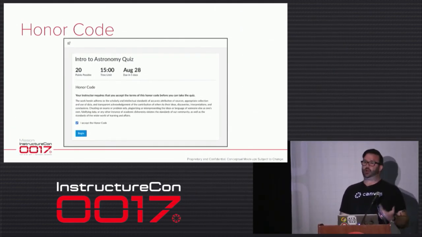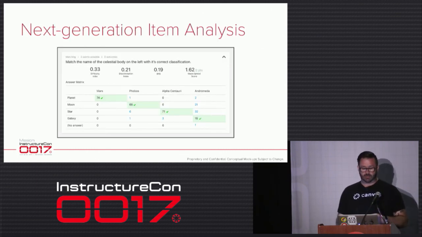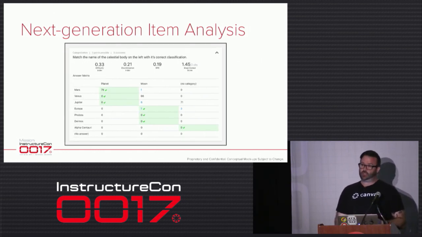We'll also look at the honor code. That's something I mentioned last year, an academic integrity reminder. We'll continue to consider that for future development. Other things we're thinking of are next generation item analysis, where we can look at item analysis not just for simple items like multiple choice, true false, and multiple answer, but we'll add statistics to our battery of item analysis for questions like matching that you see here, or categorization, so we have multiple interactions in a single item.